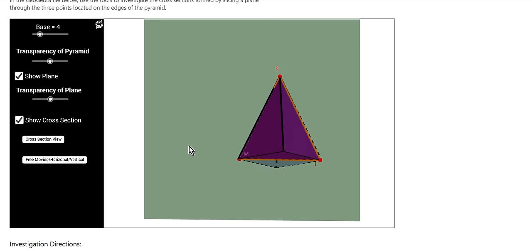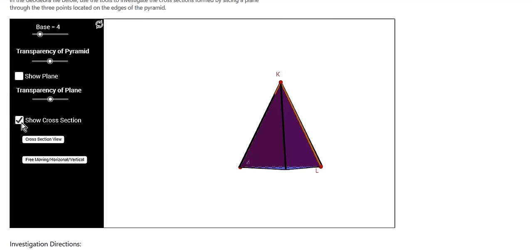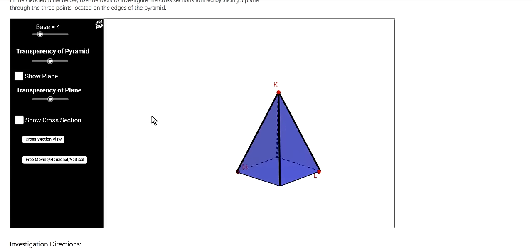Bam. It is a triangle. Okay, let's do one more. Let's do a hexagon. I don't want to do a pentagon because it's too hard to figure out the altitude. So let's do a hexagon. All right.